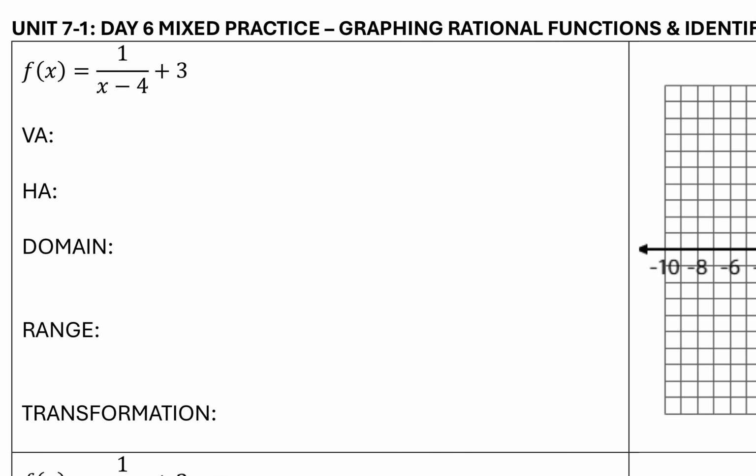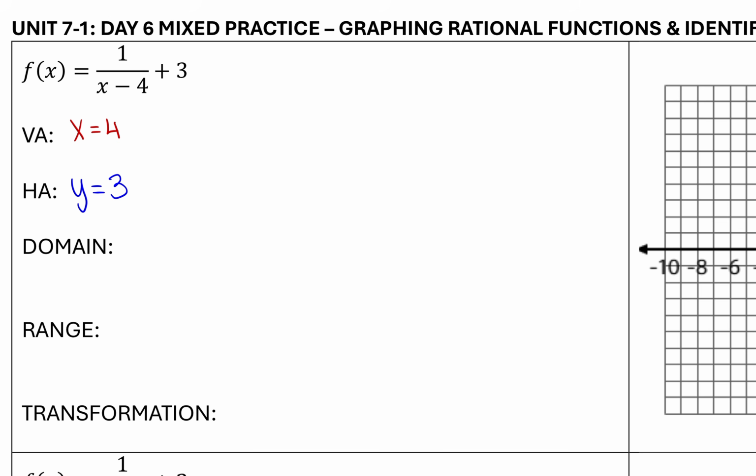Okay, for this function, our first step is to identify the vertical asymptote. So for this one, we have x equals positive 4. Keep in mind that it's always based on the denominator. You just set it equal to 0 and you solve. From there, we then have the horizontal asymptote at y equals positive 3. From there, now that we have the VA and the HA, we can now write down the domain and range.